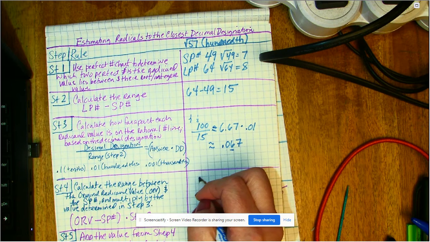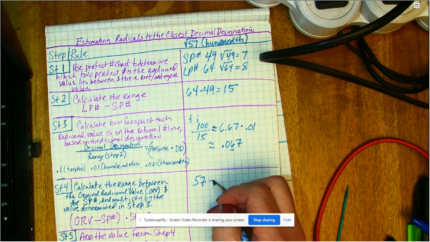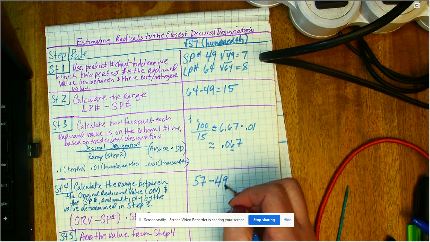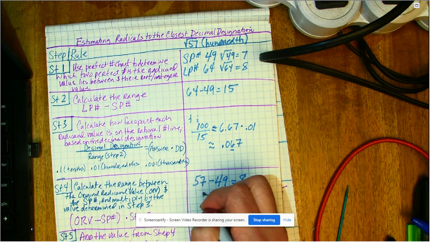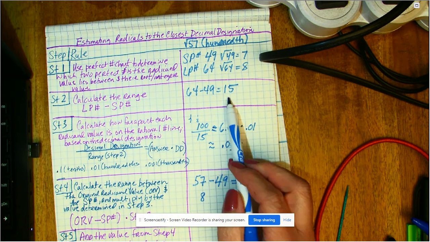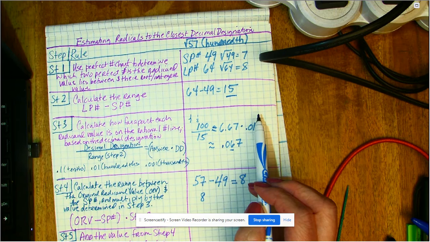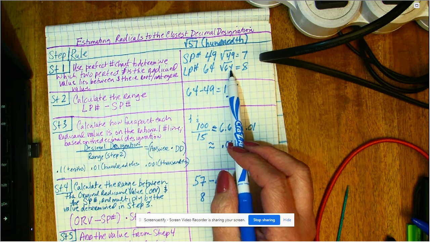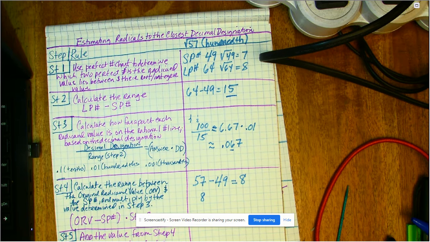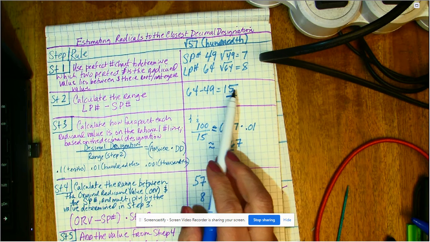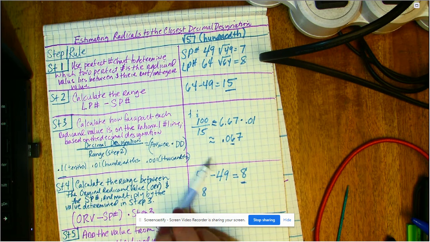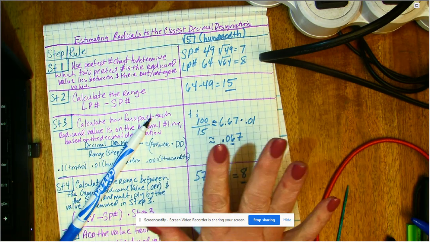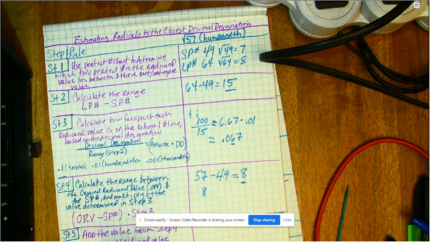So then I'm going to calculate the range between the original radicand value, which is 57, and I'm going to subtract out my smallest, which is going to give me 8. So I take 8 because what I'm saying is there are 15 radicand values between radical 49 and radical 64, right? Because there's radical 50, radical 51, radical 52, radical 53, etc. So there's 15 of them from 49 to 64. I'm looking to find out what the value is of the 8th number in. So radical 50, 1, 2, 3, 4, 5, 6, 7. Radical 57 is the 8th number in.